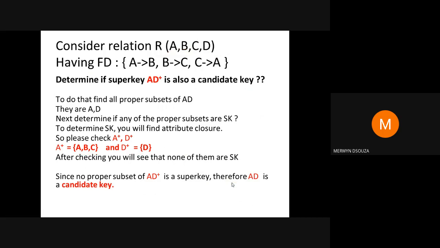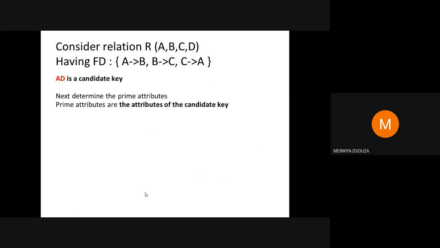Okay. Now we have found out that the first candidate key in this relation is AD. Let's check if there are more candidate keys. To find out, let's go to the next slide. To find more candidate keys, you need to determine the prime attributes. Like discussed previously, prime attributes are the attributes of the candidate key. In this case, the prime attributes are A and D.